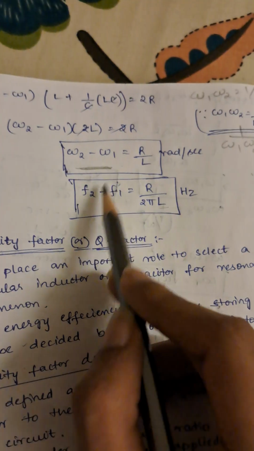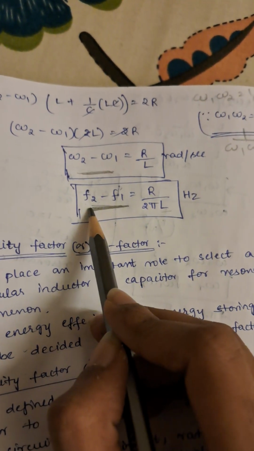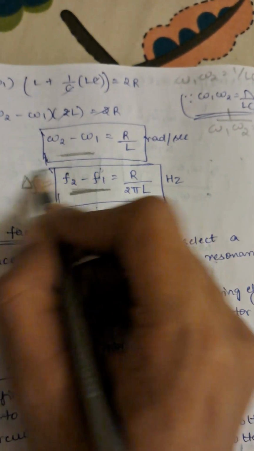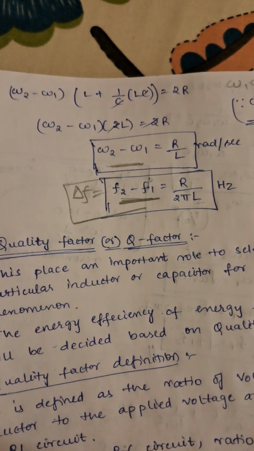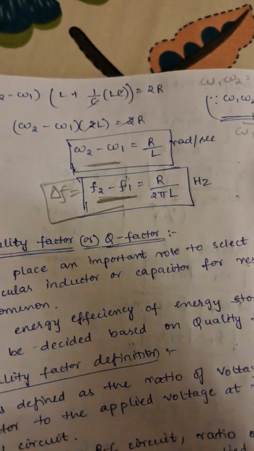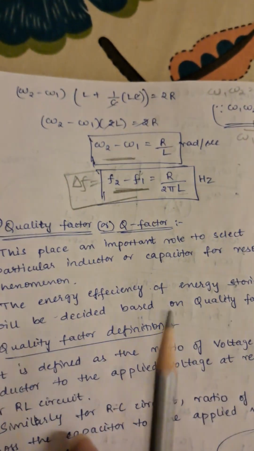So omega 2 minus omega 1, meaning F2 minus F1, is delta F, the bandwidth, all frequencies in between F1 and F2. These are the half power frequencies F1 and F2, and the bandwidth is R by 2 pi L.